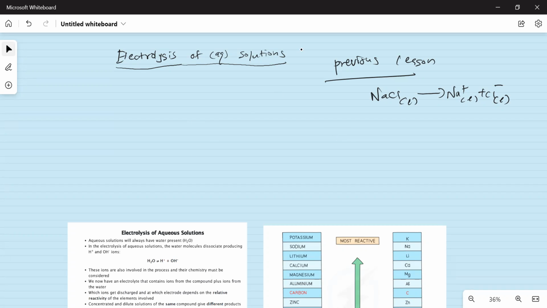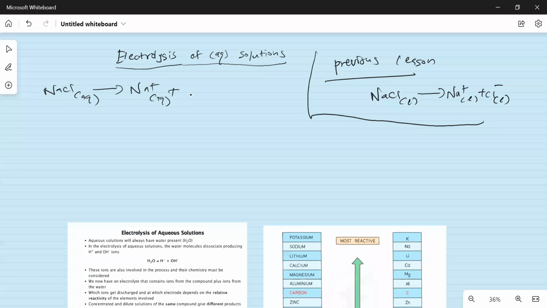But when we're electrolyzing aqueous solutions, so this we learned from the previous lesson, such as aqueous sodium chloride, for example, I'm taking aqueous sodium chloride. So this makes Na+ (aq) and Cl- (aq). But guys, I told you, in aqueous sodium chloride solution, yes, sodium chloride makes Na+ (aq) and Cl- (aq), but we have H2O as well.